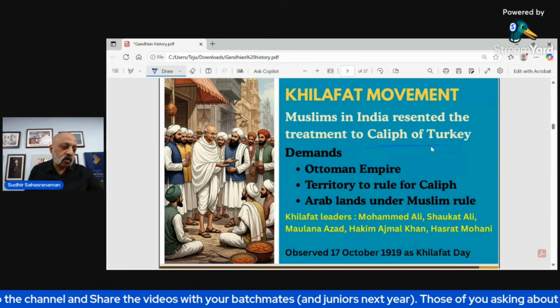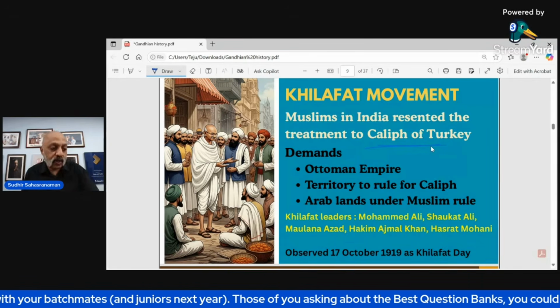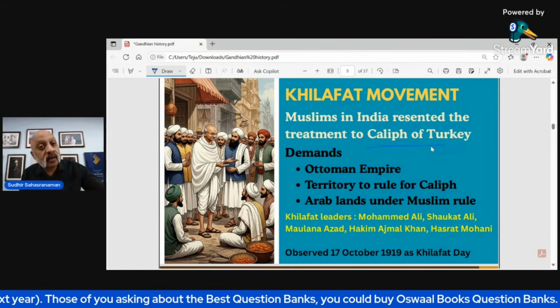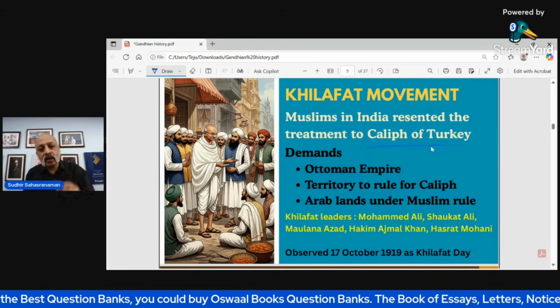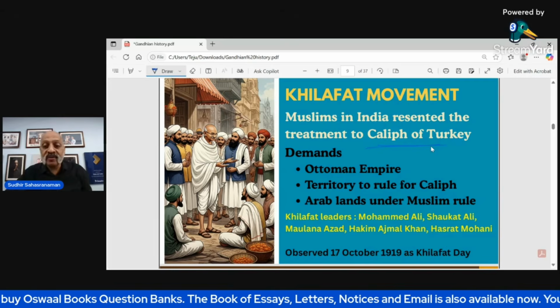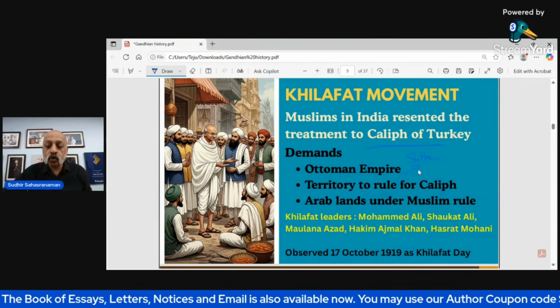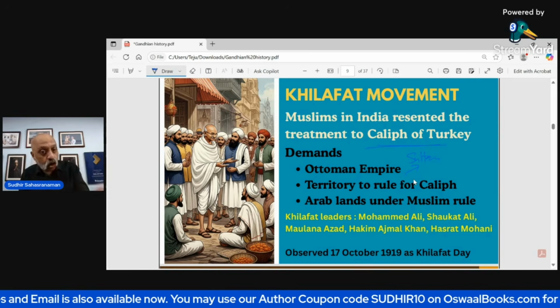He was seen as a Sultan of Turkey, and he was stripped of all kind of authority. And Muslims were unhappy about it, and therefore they started the Khilafat movement. So, what were their major demands? They had three main demands: that the Ottoman Empire should be retained by the Sultan of Turkey. Okay, so this should be under the control of the Sultan. Which eventually did not happen.